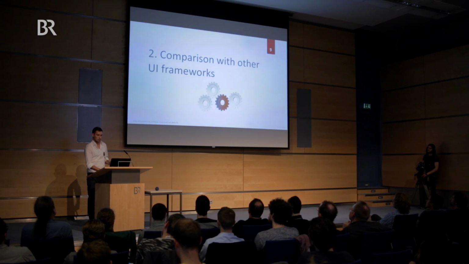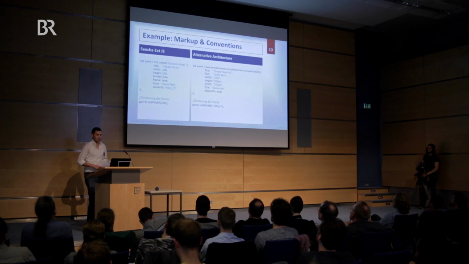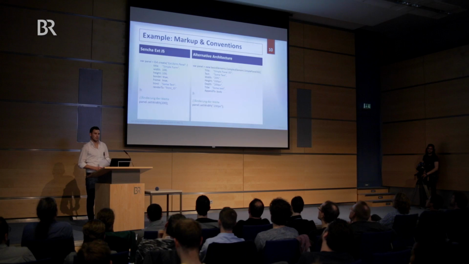Now I'll make the comparison. I choose ExtJS from Sencha. I think it's one of the biggest UI frameworks. You see from the code, it's nearly the same. The attributes and the properties, they are like you know it from CSS. I think it's easy to use. You can choose percentage values for the width or the height, or you can take it in pixels like you want it.